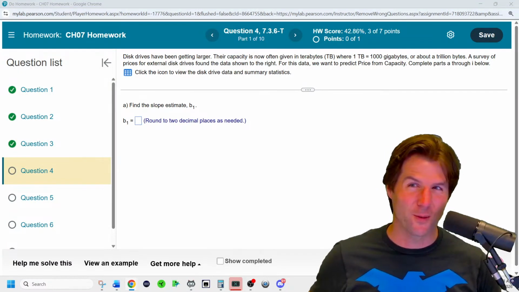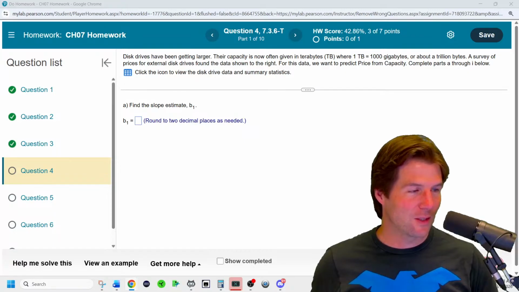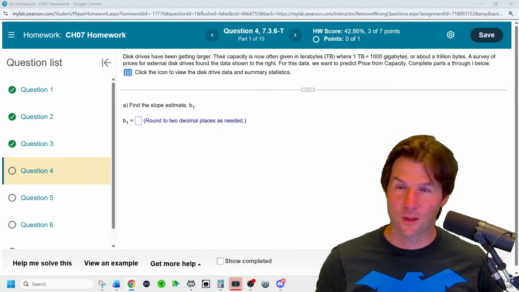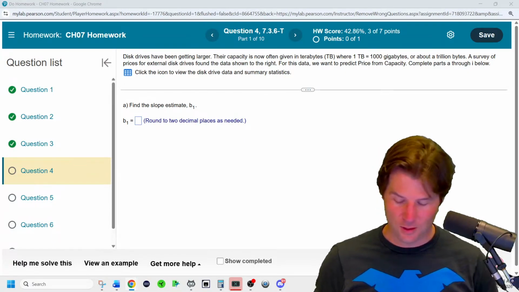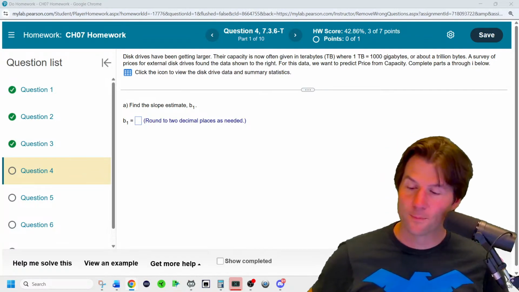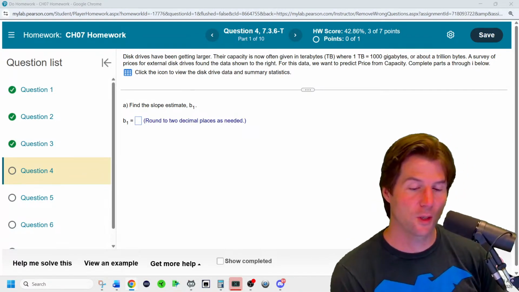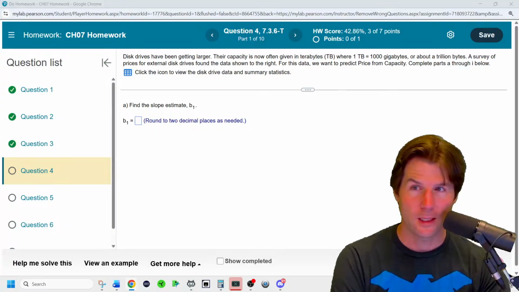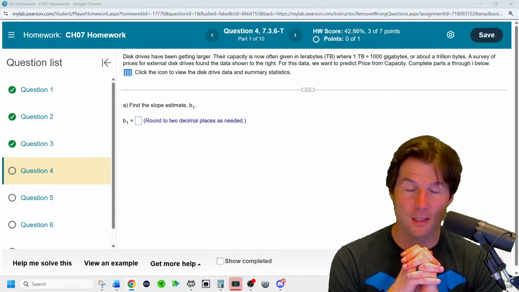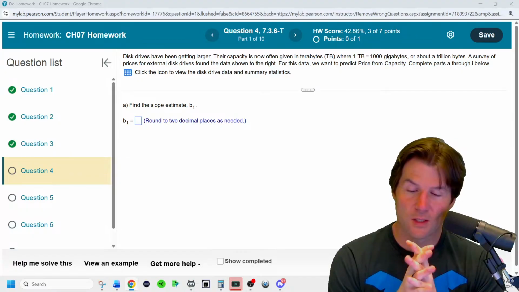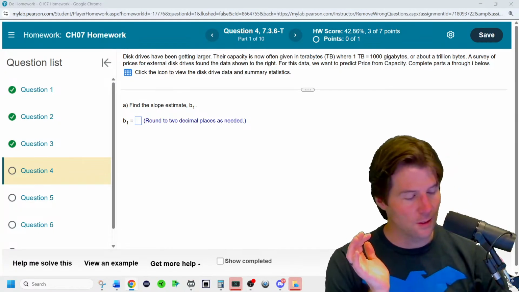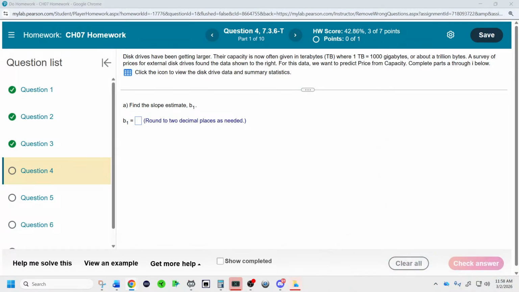Now we get to a more difficult one. Okay, so let's do a tougher question. That one took less than a minute. So here is a more difficult question for us. Question number 4. Disk drives have been getting larger. The capacity is now in terabytes. 1 terabyte equals 1,000 gigabytes, or 1 trillion bytes. That's a lot of bytes. A survey of prices showed the data below, and let's take a look at it ourselves. Here we go.